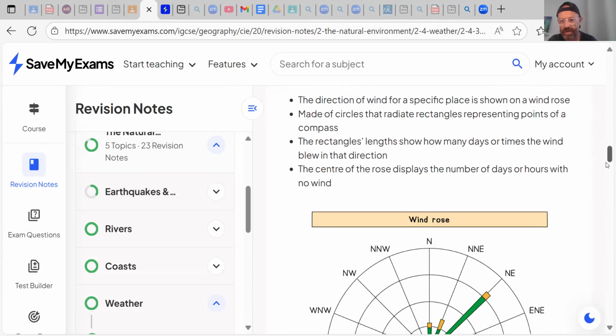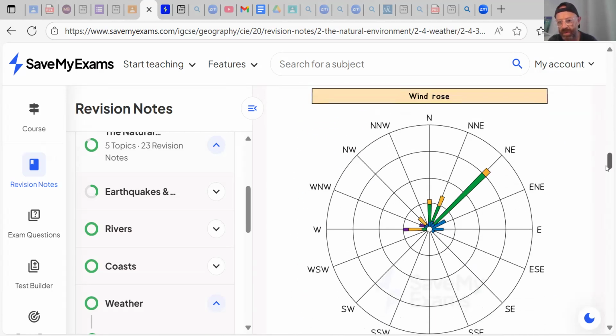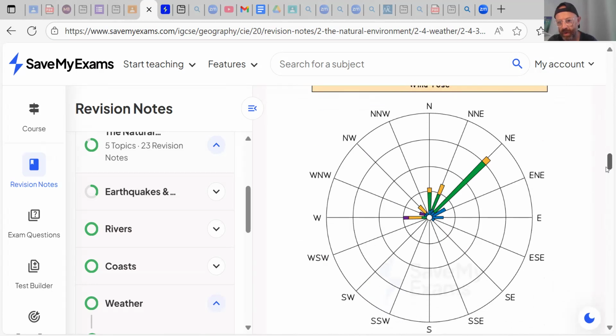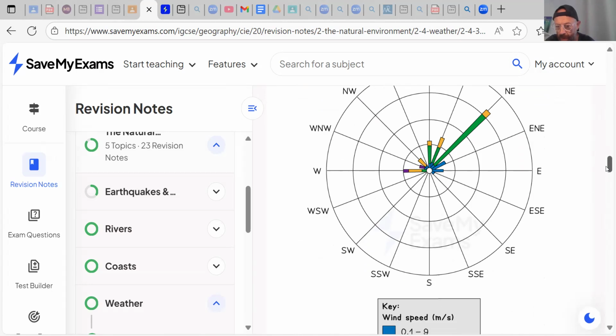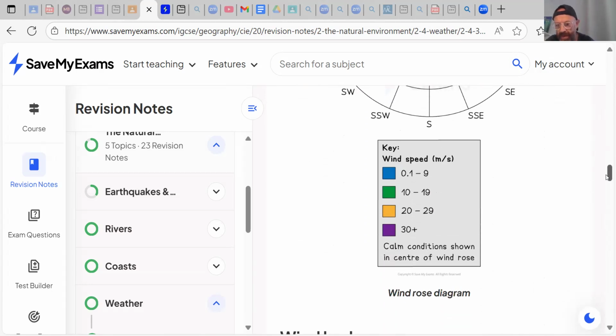You should be able to read various types of graph, such as the wind rose, for which direction is the predominant wind blowing. It's northeast. But you could describe a little bit more. You could, for 3 points, describe what's going on here. Okay, and you bring in more factors, talk about numbers, talk about directions.